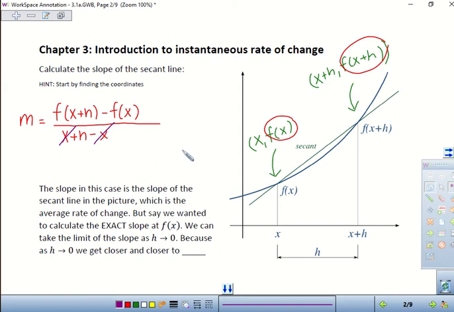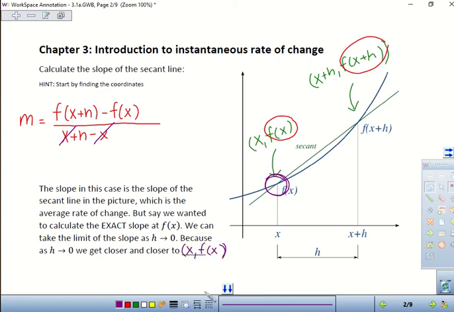So this is actually a portion of the derivative formula. Now we're going to talk about one last thing we need to add to it. The slope in this case is the slope of the secant line in the picture, which is the average rate of change. But say we wanted to calculate the exact slope at f of x. We can take the limit of the slope as h approaches 0, because as h approaches 0, we get closer and closer to the coordinate x comma f of x.